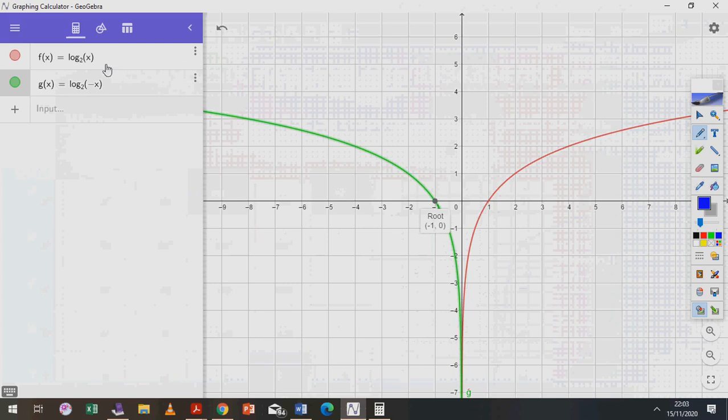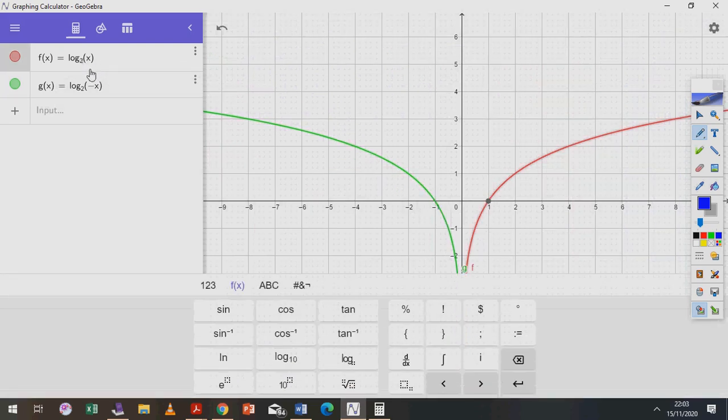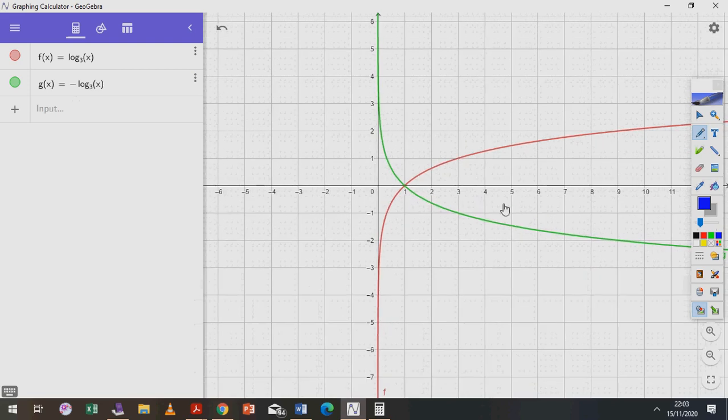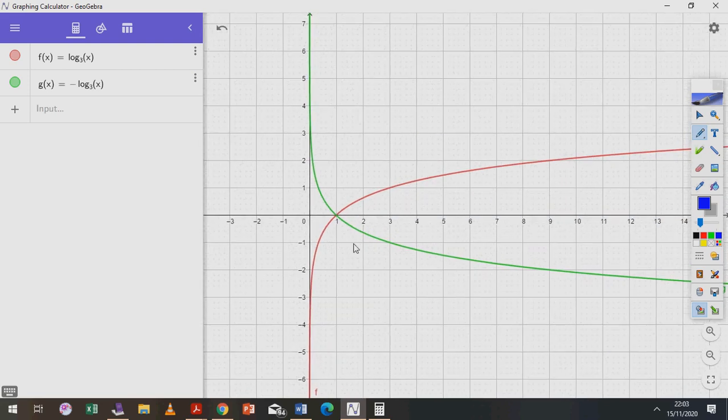So remember, if I were to change this base to 3, then that's the red graph. And then if I put a negative here, and still change this one to 3, then that's what I see, right? The red graph is just log of x to the base 3. If I change this to be a negative, then I have the green graph, which looks like it is decreasing instead of increasing, and it also looks like it's reflected over the x-axis.